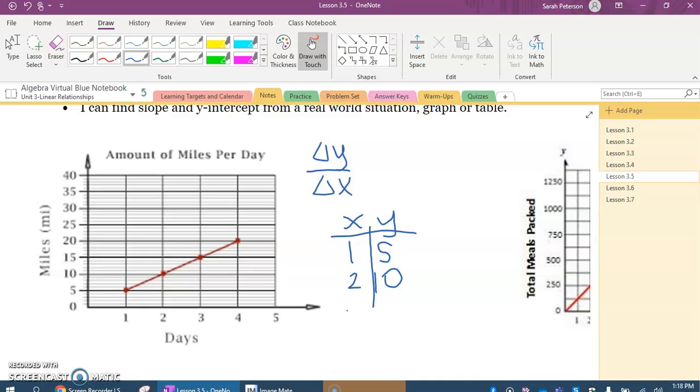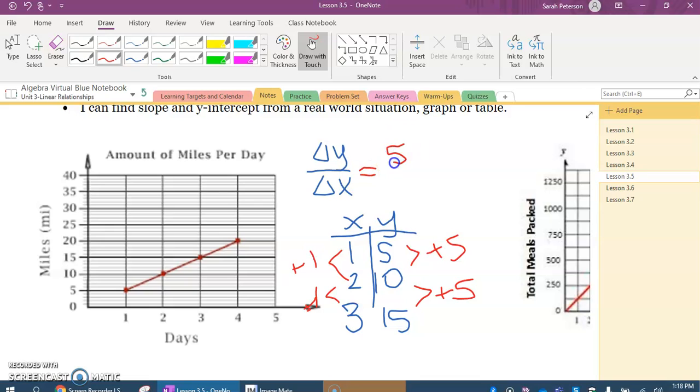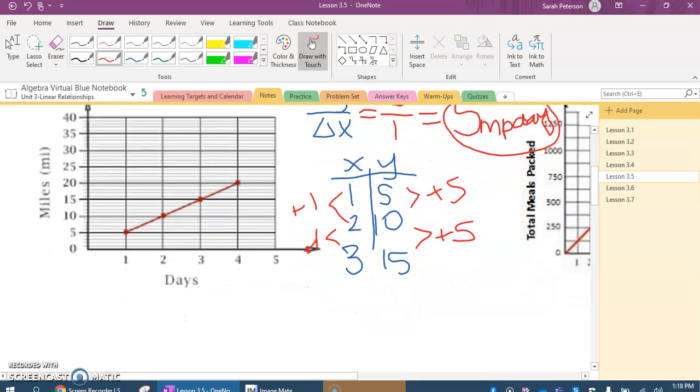(3, 15). To find how my y values are changing, it looks like my y values are increasing by 5, and my x values are increasing by 1. So the change in y is 5, and the change in x is 1. I know 5 divided by 1 is 5. That means I'm going 5 miles per day. That's our unit rate. So my slope of this line is 5 miles per day.